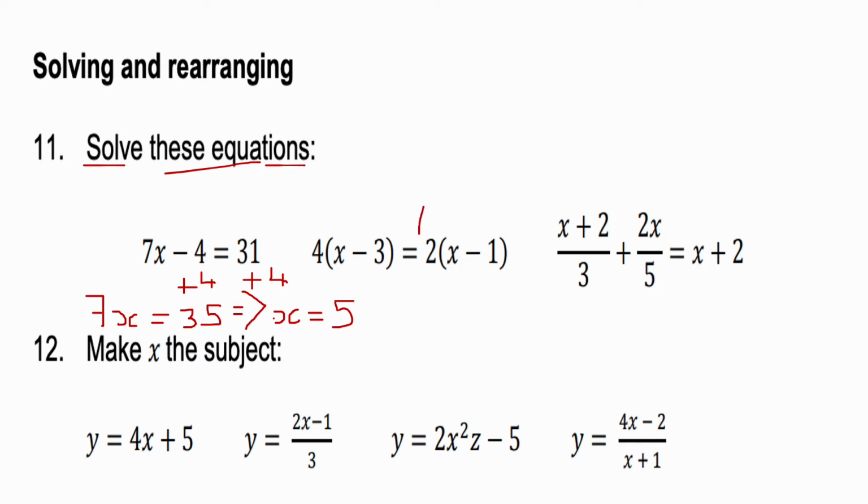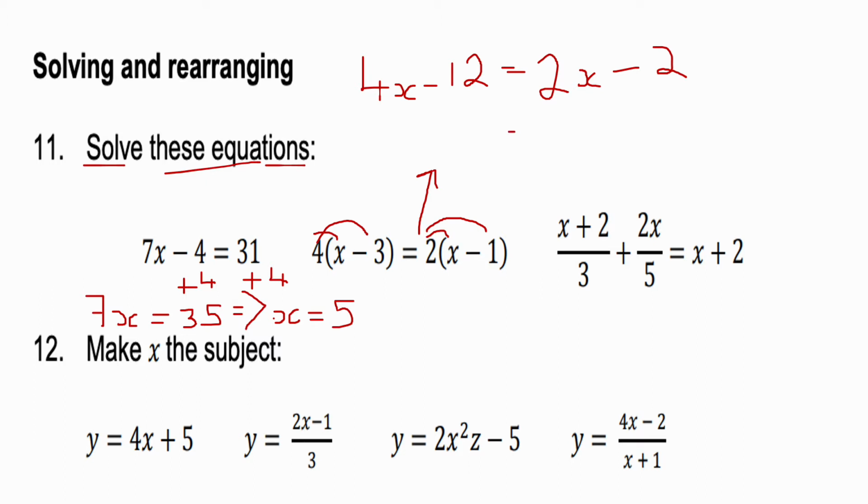Next one I'm going to do up here because we've not got much space. First of all, I'm going to expand the brackets on both sides of my equation. So 4 times x is 4x, and then 4 times negative 3 is negative 12, is equal to 2 lots of x, which is going to be 2x, and then 2 times negative 1. So 2 lots of negative 1 is negative 2, guys.